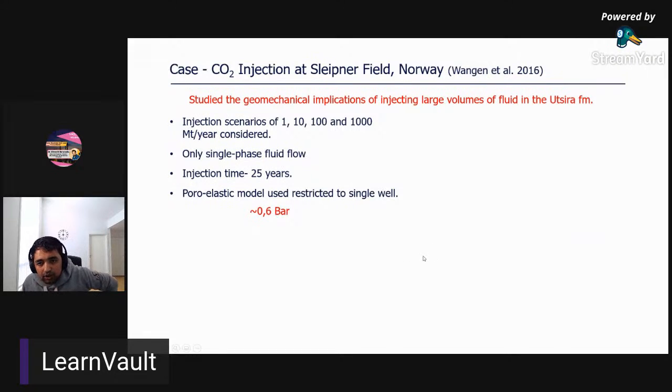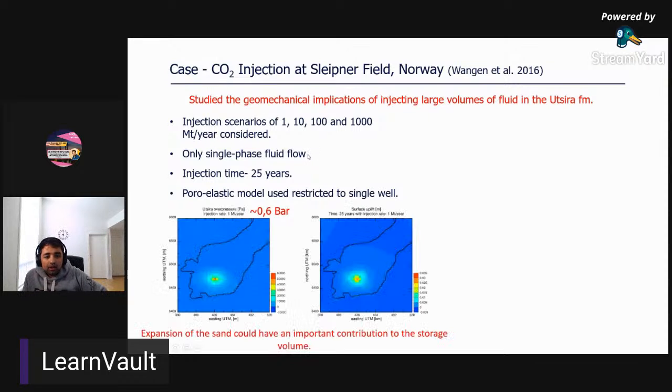So there was a model by Wangen et al. in 2016, and they considered 4 different injection scenarios: 1, 10, 100, and 1000 megaton per year. They only considered single phase fluid flow, and the injection time used was nearly 25 years. What they found was, in the figure on the left, which I will not go into detail about, it just shows how much the pressure increased. After 25 years of injection, they found the pressure increase was 0.6 bar at 1 megaton.